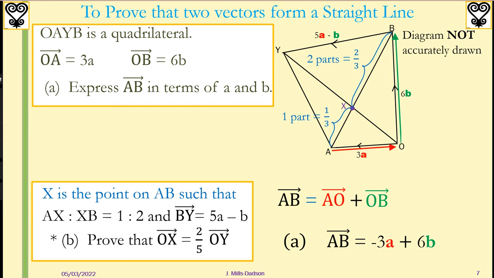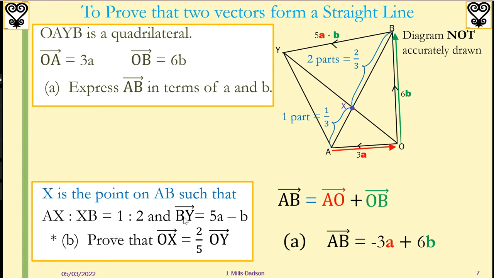Now, what is important is this. We are going to involve ratio into this now. X is a point on AB, such that AX is 1 and XB is 2. So that means that AB is divided into 3 parts, and this is 1/3 and this is 2/3. That's the first thing we need to know.